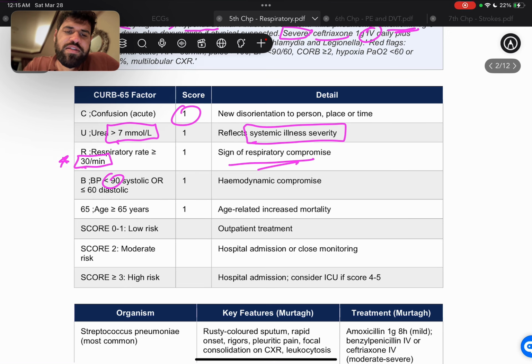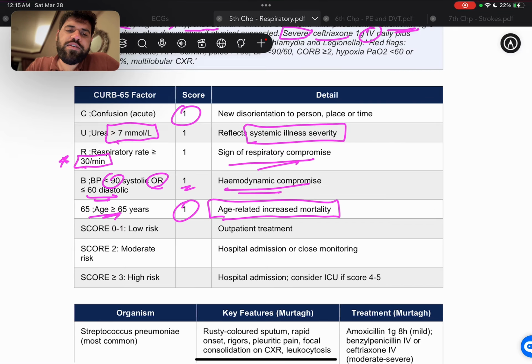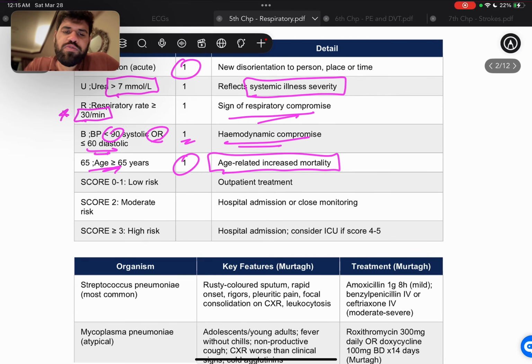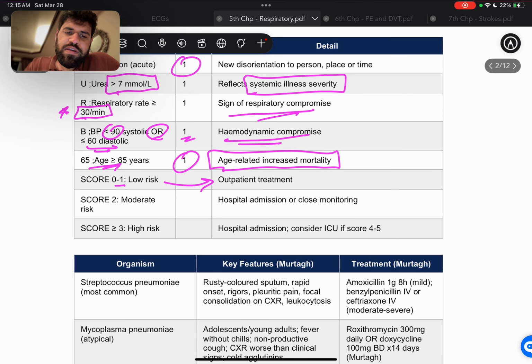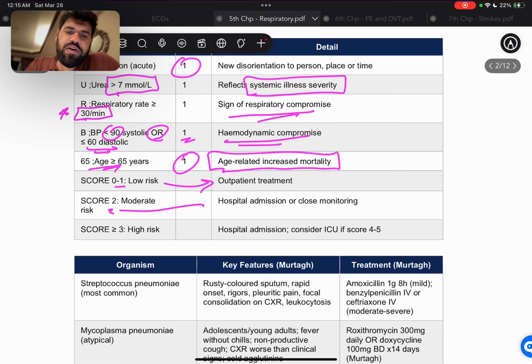Blood pressure less than 90 systolic or 60 or less diastolic. It's again one score, so hemodynamic compromise. Then age more than 65, because it's CURB-65, 65 is the age, so age related increased mortality. All right. Now if the score is 0 to 1, which is low risk, then we have outpatient treatment. If it's 2, then we have hospital admission or close monitoring. 3 or more is going to be hospital admission, plus consider ICU if the score goes to 4 to 5.